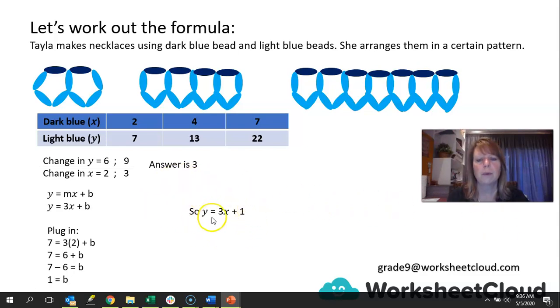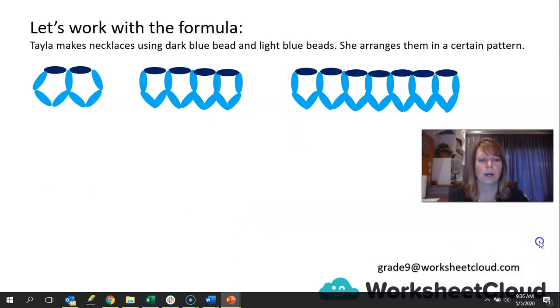So as the formula came up there, that's how we would work it out. So y is equal to 3x plus 1. Okay, the next step is probably going to work out how many dark blue beads we need if we are given the number of light blue beads, or how many light blue beads we need when we are given the number of dark blue beads. Now that we have our formula, it is easy to work out.